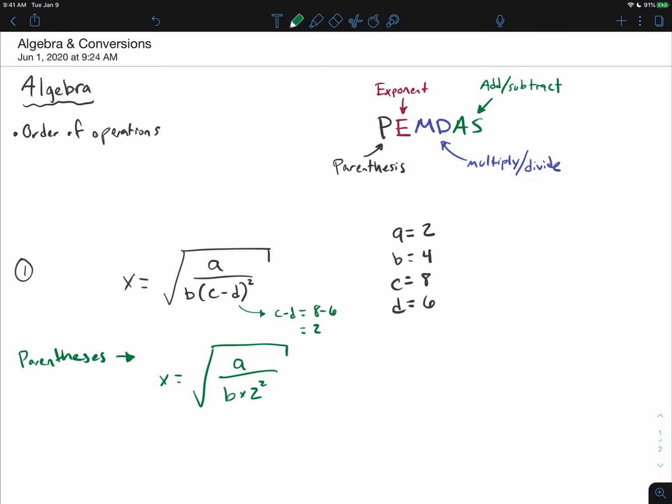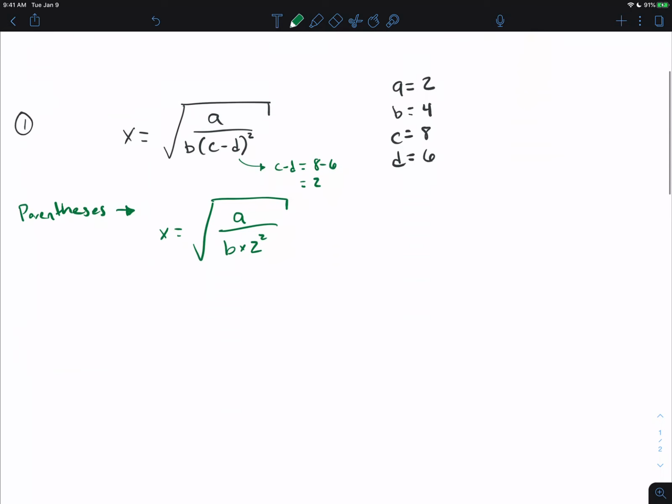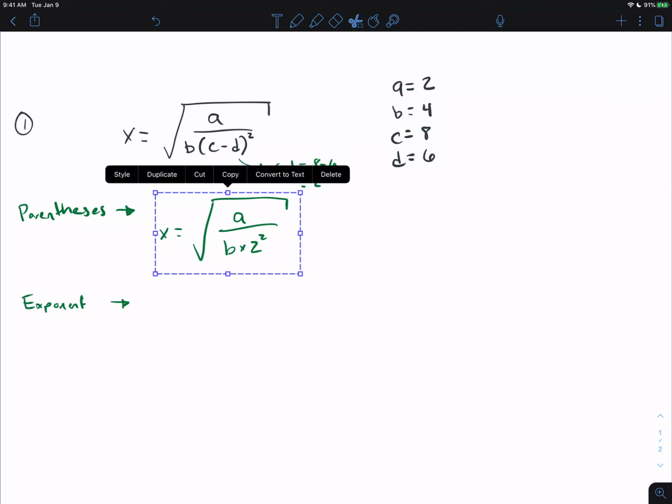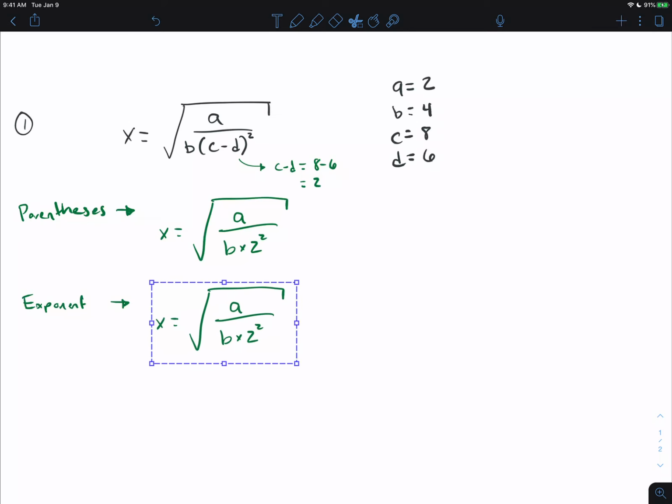So what I'm going to do next is my exponent, and it's going to be essentially exactly the same thing. So I'll just copy that and paste it here. But now what I'm going to have is I've pulled out this 2 squared, and I want to evaluate that, right?